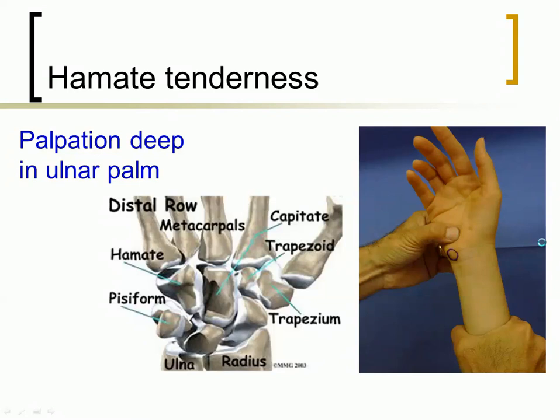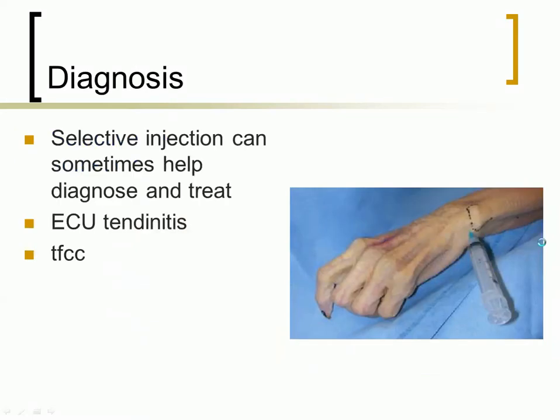Hamate injuries can occur with trauma. Injury is suggested by local tenderness and confirmed with CT scan. Sometimes selective injections can be helpful. Typically this is done with both lidocaine and steroid mixed together. But it is important to remember that since things are so close together, injection of one area may also anesthetize another.